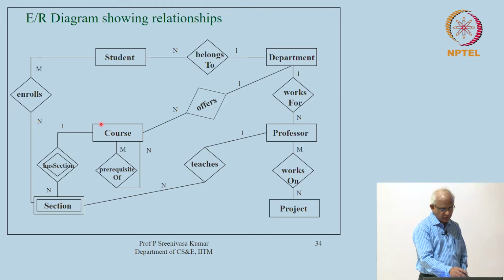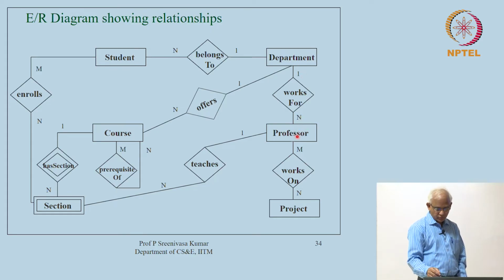Okay, now let us focus on the various relationships that we have here. The student belongs to a department. So, it is a many to one relationship: many students belong to one department. Department offers several courses, so it's a one to many relationship. And professors work for department, a binary relationship between professors and department. Many professors work for a single department, and each professor works for exactly one department. So, that is why it is one to many.